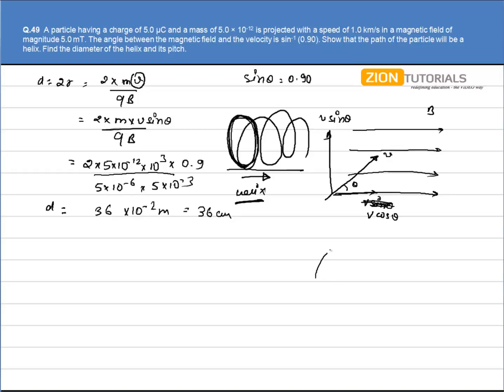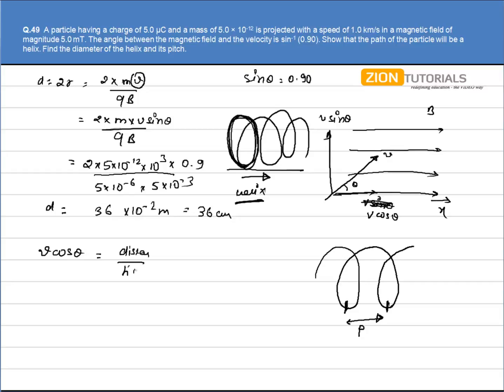Now pitch of the helix is basically the distance it covers when the particle is at the same point. Let's say this point and this point are in the same phase, so the distance between both of them is the pitch. Right. Now I can clearly apply v cos theta, that is the velocity in the x direction. Let's say this is my x direction, so velocity in x direction is equal to distance upon time. Fine. So distance is equal to pitch, that is what I have to calculate, and the time taken by the particle to complete one whole circle so that it can come in the same phase is equal to the time period.